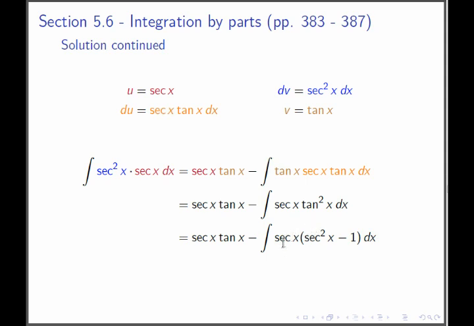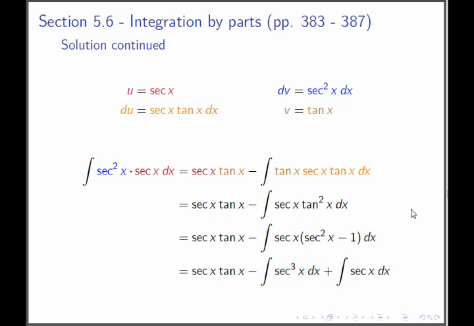Let's distribute this secant x to both terms. Notice that this minus cancels with this minus to make this plus. And what do I see? Now I've got this integral of secant x, which we computed in a previous video, I believe, and this integral is appearing again. This is the one we started with.